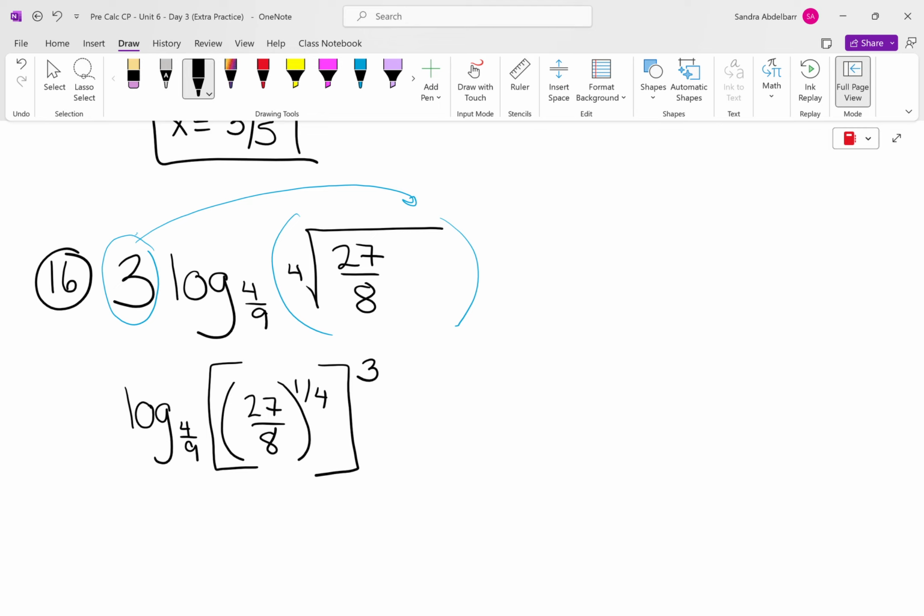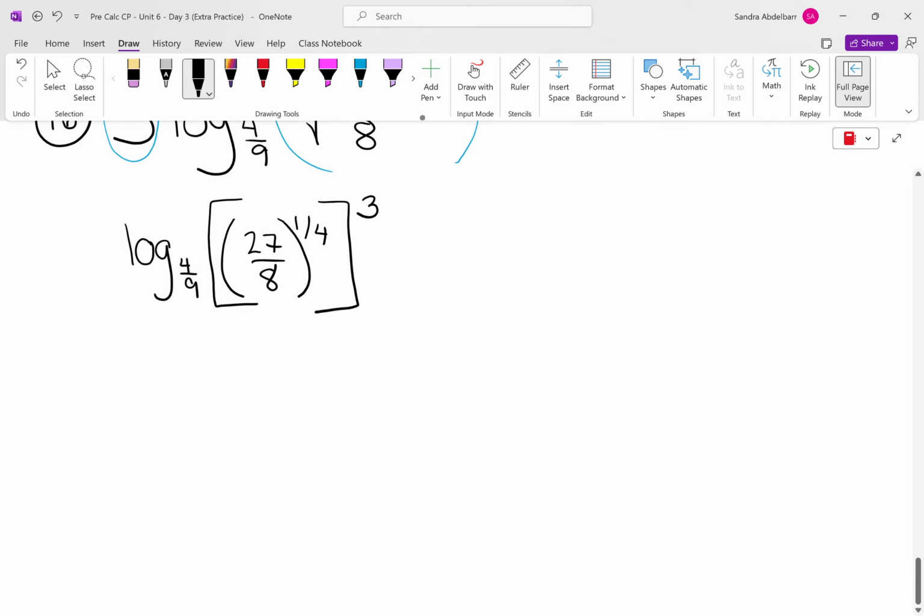Okay, remember this 3 from the front? Can't we put that back as an exponent on our argument? So that's what I did. So I had 27/8 raised to the 1/4 raised to the 3rd. Okay, let's keep going. So now, power to a power, what can we do? Multiply. So this is log to the base 4/9, and the argument is 27/8 raised to the 3/4 power.